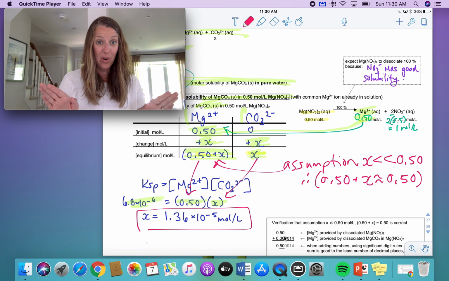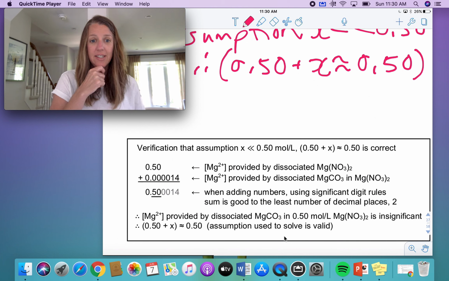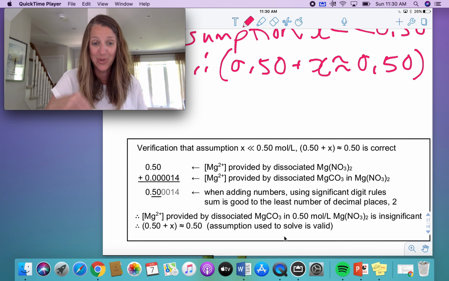Why does it work? Well, let's look right here. This is your table. This is what it says. We assumed that 0.00014 was a lot less than 0.5. Is it? Yes. If you added those two together, you're still going to get the same answer. So we saved ourselves some tricky math by just making an assumption. Okay? There's another problem later where you don't use the assumption.